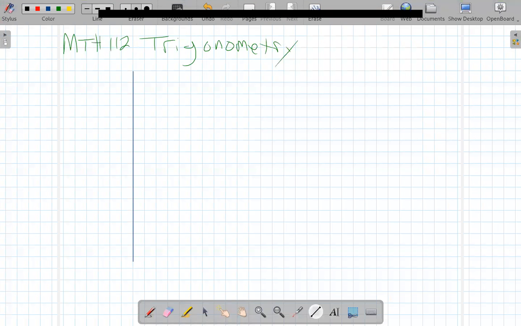All right, trigonometry, Math 112, BMCC. Let's take a look at what trigonometry is. This is related to sections 5.1 and 5.2 in our textbook.